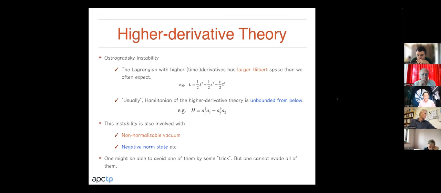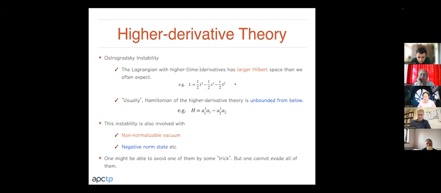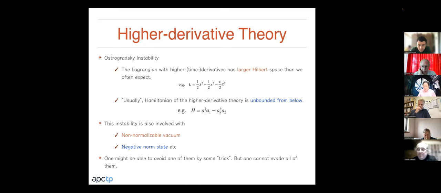Probably you already have had several seminars on higher derivative theories. The Ostrogradsky instability is very famous for these theories. Usually people say that a higher time derivative theory has a larger Hilbert space than we naively think. It's not just X and P, but has more, Y and Q, et cetera. And such theories usually suffer from instability, in other words, the Hamiltonian is unbounded from below, so that the energy is not bounded below.